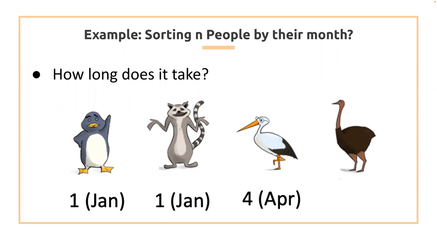Yep, these are all the perfect ideas. You have a fixed number of months you can choose from. You are not comparing values to each other. I never ask, were you born before she was born or after? I never ask that. I just ask, what month were you born in? So I'm using the fact that the months themselves are already ordered, and I can put you directly where you were born.